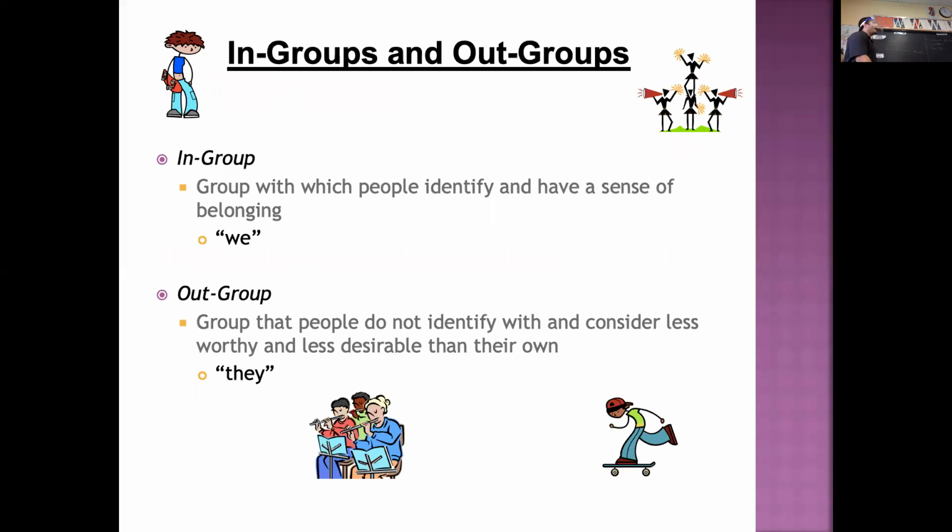All right, so the in-groups and out-groups. Like I mentioned before with the vocab, in-groups are who we belong with. We have a sense of belonging to that group. So with your soccer team, your softball team, whatever it might be.